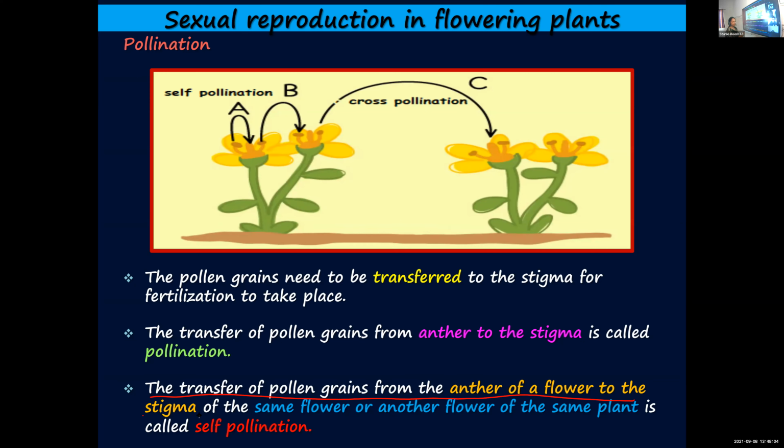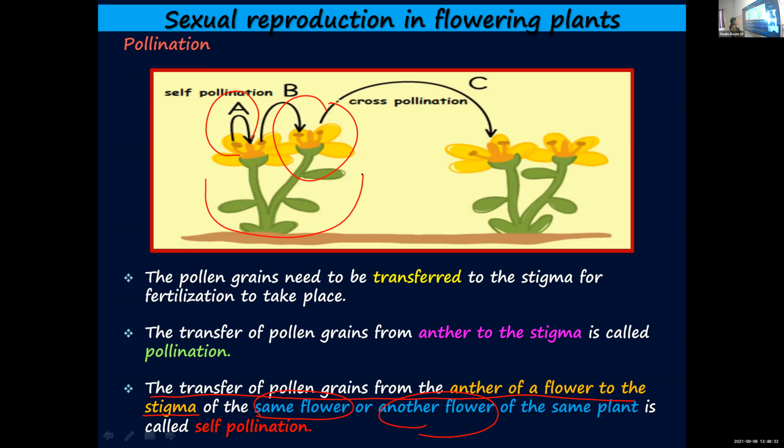Up to here, it is common for both cross and self-pollination. The difference is in the second part of the sentence. Transfer of pollen grains from the anther of a flower to the stigma of the same flower. Same flower. See here, same flower or another flower, another flower of the same plant.